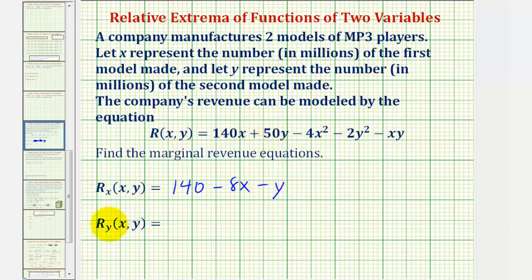And now for the partial derivative with respect to y, we'll differentiate with respect to y, treating x as a constant. And therefore, the derivative of 140x with respect to y would be 0, plus the derivative of 50y with respect to y, that'd be 50, minus the derivative of 4x squared with respect to y would be 0, minus the derivative of 2y squared with respect to y, that would be minus 4y, and then minus the derivative of xy with respect to y would be minus x. So here's the first part of our question.